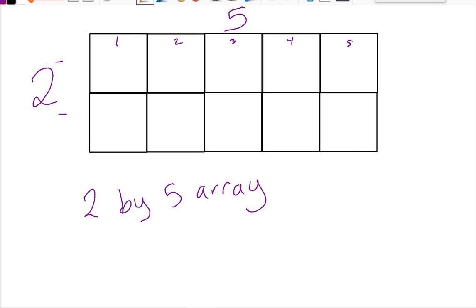We can see that all those squares added together makes this really big rectangle. Okay. Now we can figure out how many squares we used all together by multiplying how many rows I have by how many squares are in each row. So I can do 2 times 5. Well, 2 times 5 equals 10.